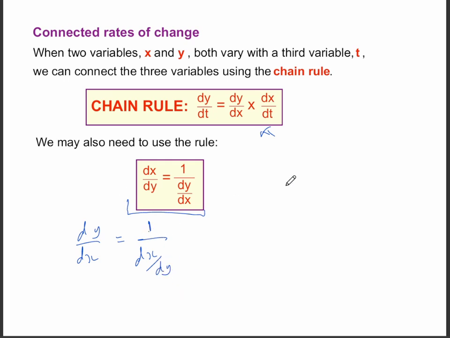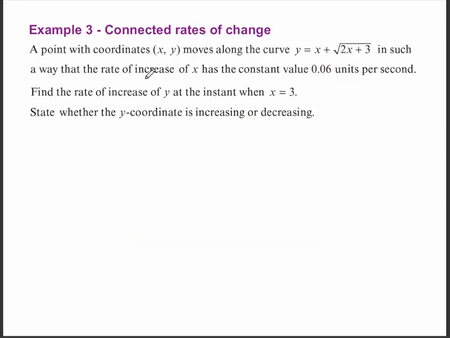This is how you find the reciprocal, by the way. So if you want to find the reciprocal of a, that is going to be 1 over a. So 1 over dx over dy. Therefore, the reciprocal of dx over dy is going to be dy over dx. This example shows exactly that.